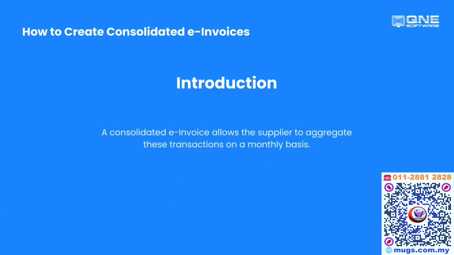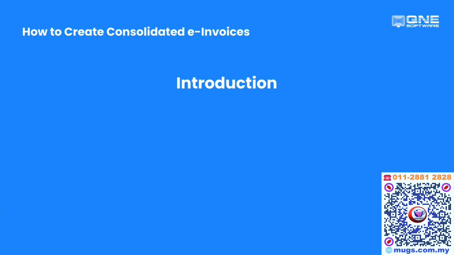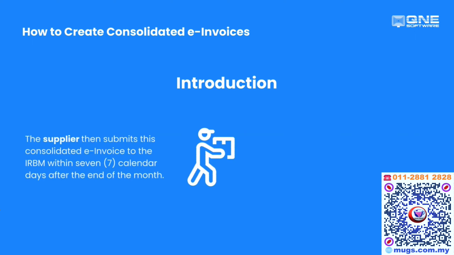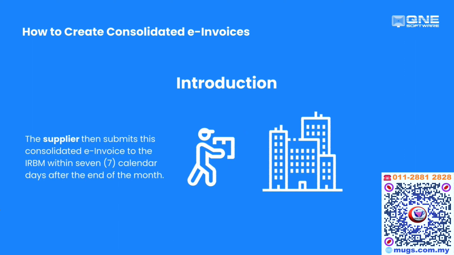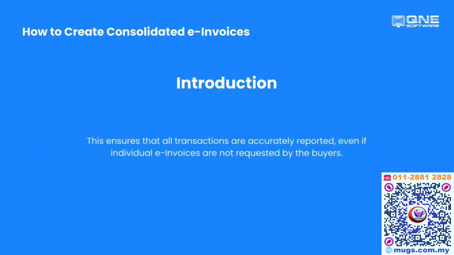A consolidated e-invoice allows the supplier to aggregate these transactions on a monthly basis. The supplier then submits this consolidated e-invoice to the IRBM within 7 calendar days after the end of the month. This ensures that all transactions are accurately reported, even if individual e-invoices are not requested by the buyers.